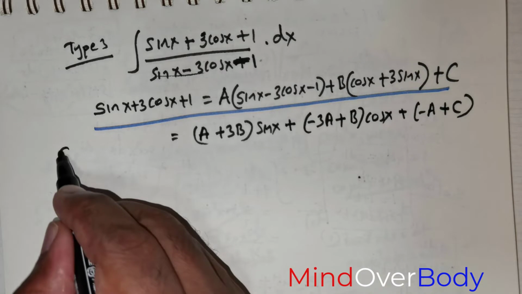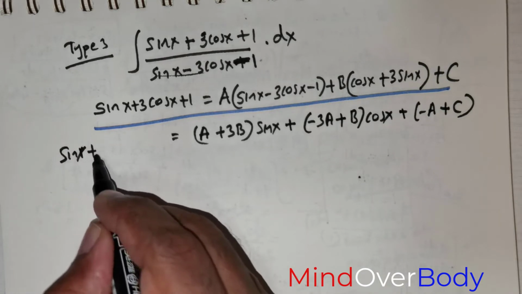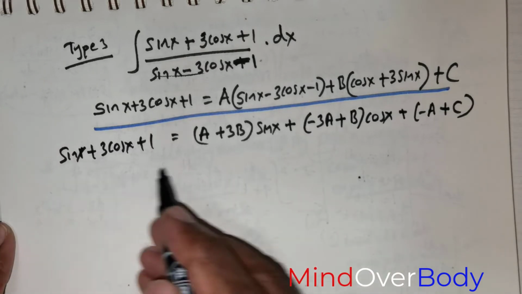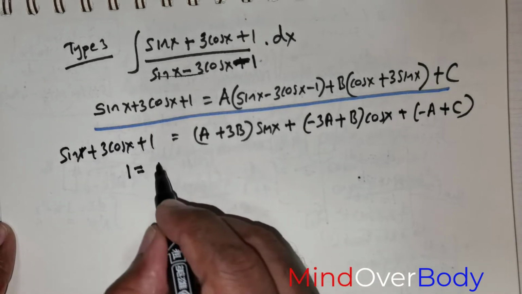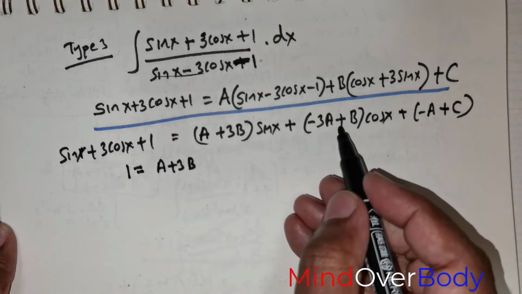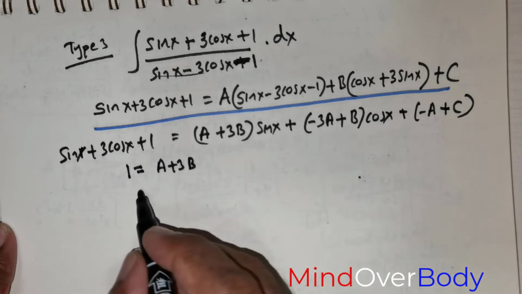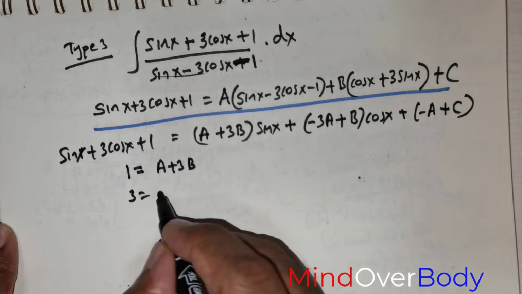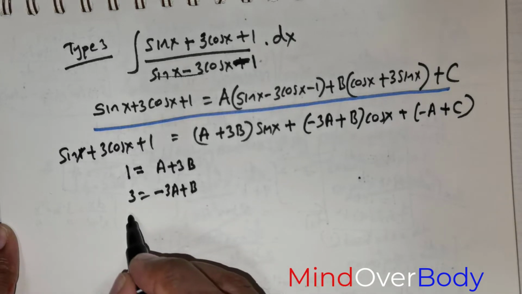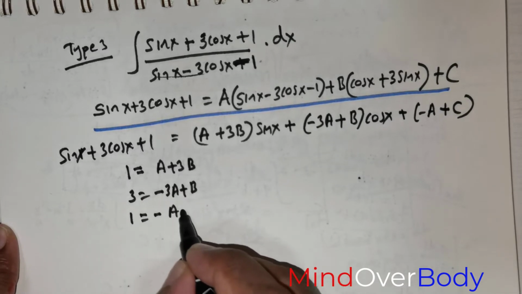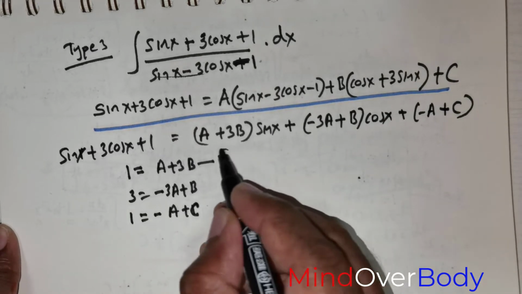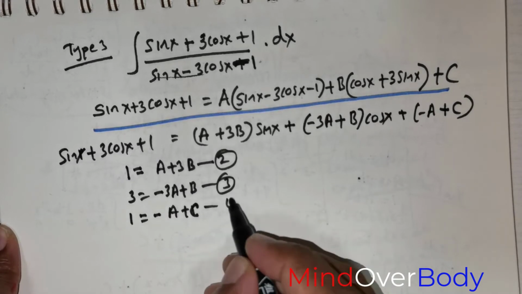Now on the left hand side we have sin x + 3 cos x + 1. So equating the coefficient of sin x, on the left side you get 1, on the right side you get a + 3b. That's one equation. Equating the coefficient of cos x, you get 3 here, and on this side you get -3a + b. Equating the constant term, you get 1 equal to -a + c. So we can solve. Let me take these as equations 2, 3 and 4.